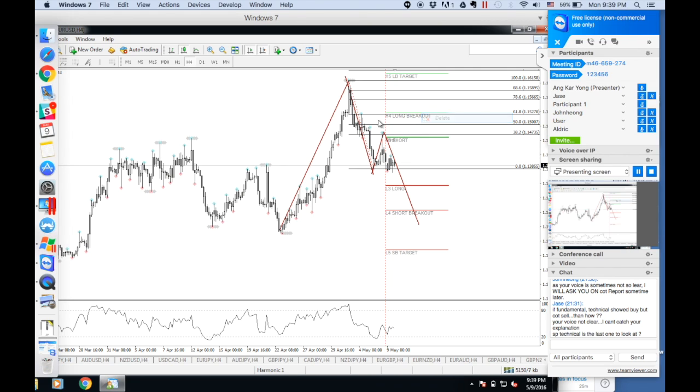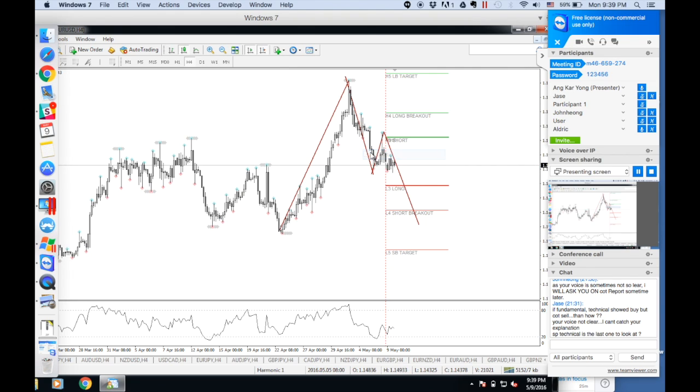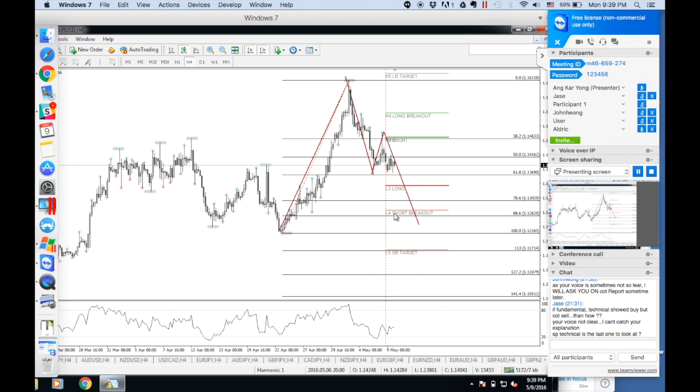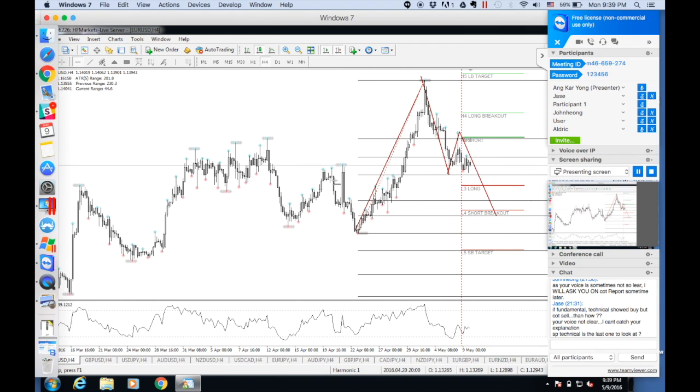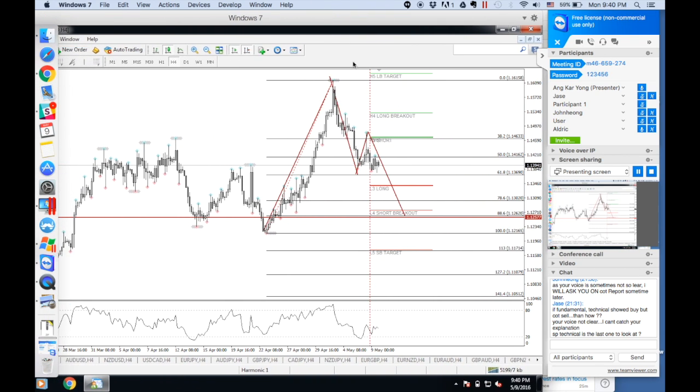Okay. So once that's done, what you want to then establish is where it's going to end. You want to see where the D point completes. So for a bat pattern, your D point completes at the 88.6. Okay, so it's just over here. And normally what we do is we just drop a horizontal line at that level. Okay, so what we are expecting is for price to come down to this level. That's where we're going to enter, and our stop loss will be below your 100, which is your previous low.